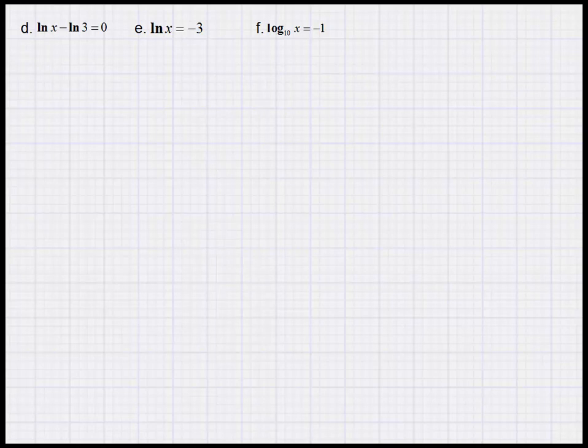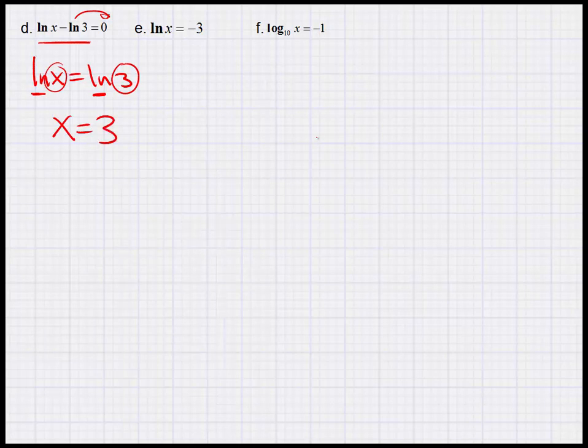So this first one, what we're going to do is use the one-to-one property. I'm going to rewrite this equation as the natural log of x equals the natural log of 3. I'm just going to move this natural log of 3 to the other side by adding it, and I get this equation. Now this is the one-to-one property in that I have 2 logs equal to one another, and those logs have the same base. They're both natural logs. So that means the things inside the logs have to be equal, and I'm done.